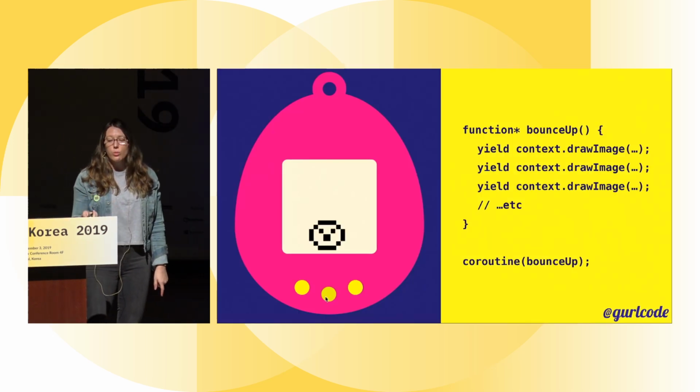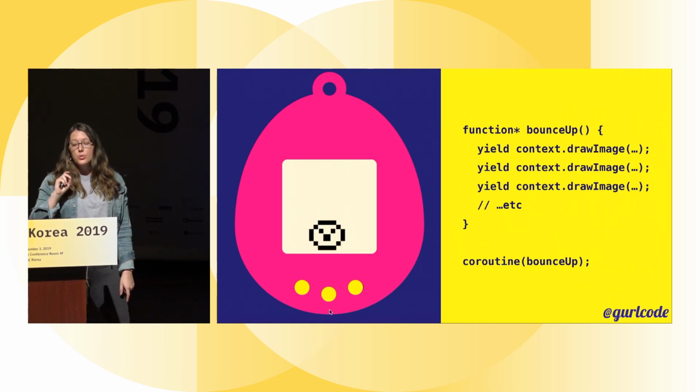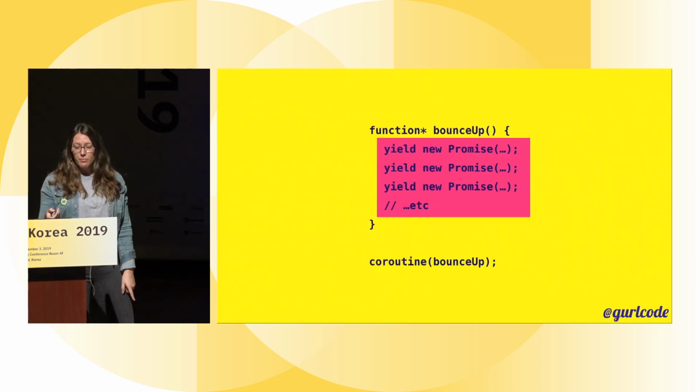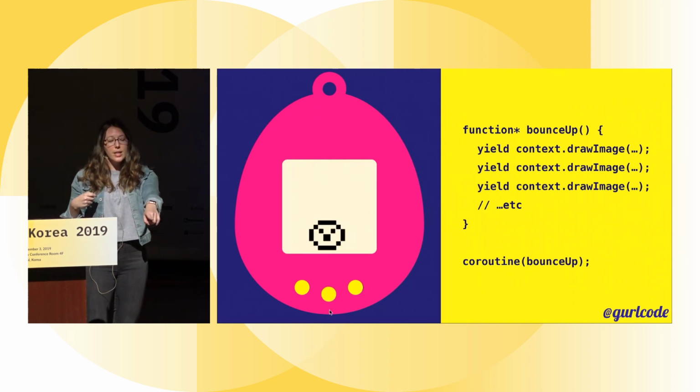So now I can rewrite the bounce up animation as a generator and use a coroutine to actually run it. But this code actually suffers from the same problem I had in the beginning. It's just going to go too fast. I think it's playing. There we go. So you can see it's doing what it did in the beginning, which is it writes too fast.